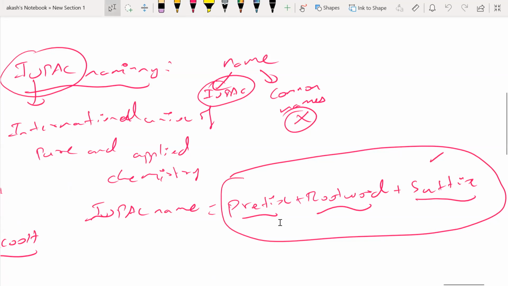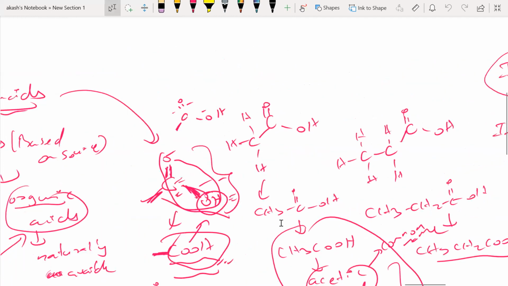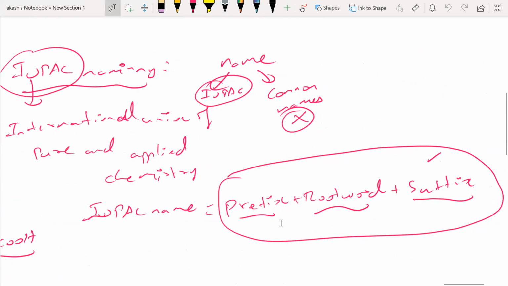Any questions anybody has till now regarding the functional groups? What are the different functional groups? Any questions anybody has?